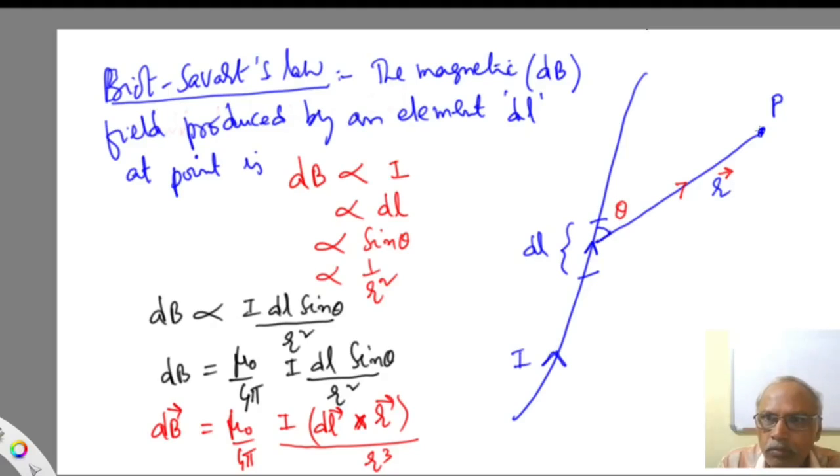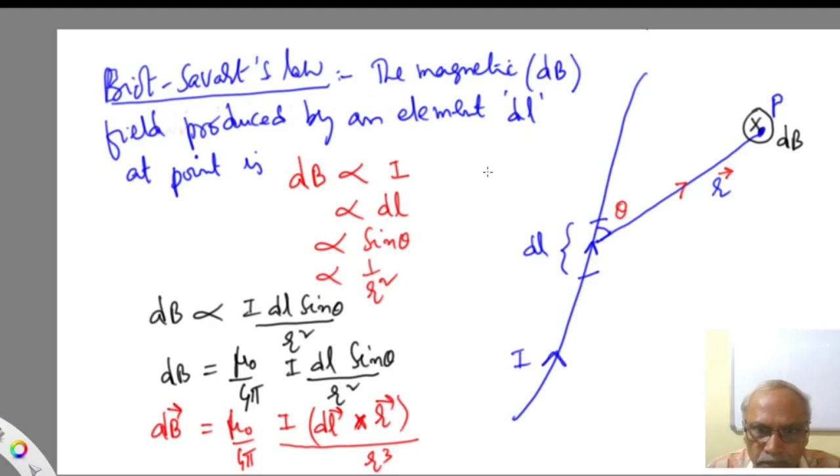Tangent will come into the board. This is a dB. So the direction of dB is into the board on the right side of this element. If you take point P on the left side of this element, then the direction of the magnetic field is away from the screen, away from the board.